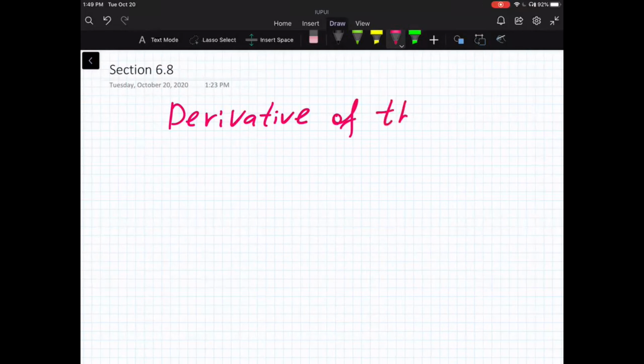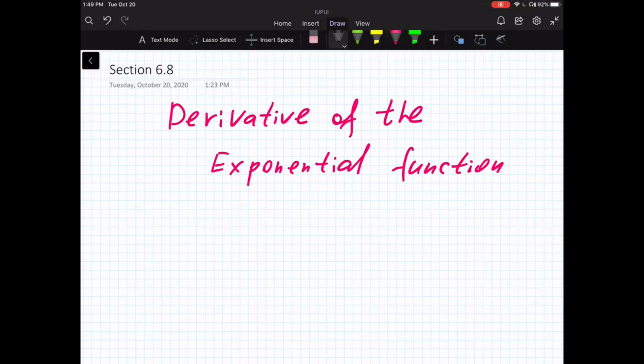6.8, derivative of the exponential function. The last time we discussed that there is a correspondence between power functions and logarithms. The correspondence is that one is the inverse function of the other. And so if y is equal to a to the power x, then logarithm with base a of y is equal to x. And this is our correspondence. Using this correspondence, since we know the derivative of the log, we can find the derivative of the exponential function. That is our plan.